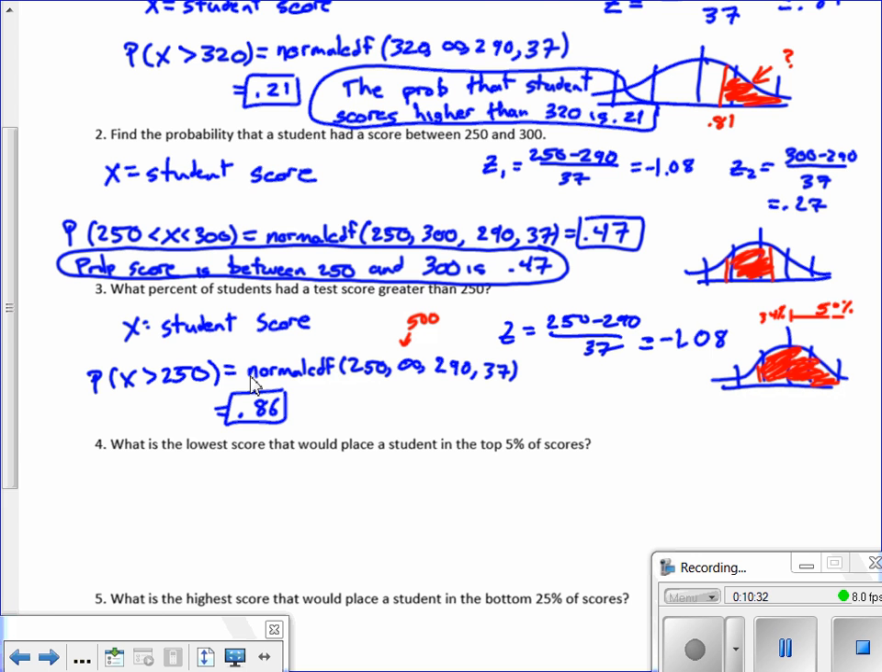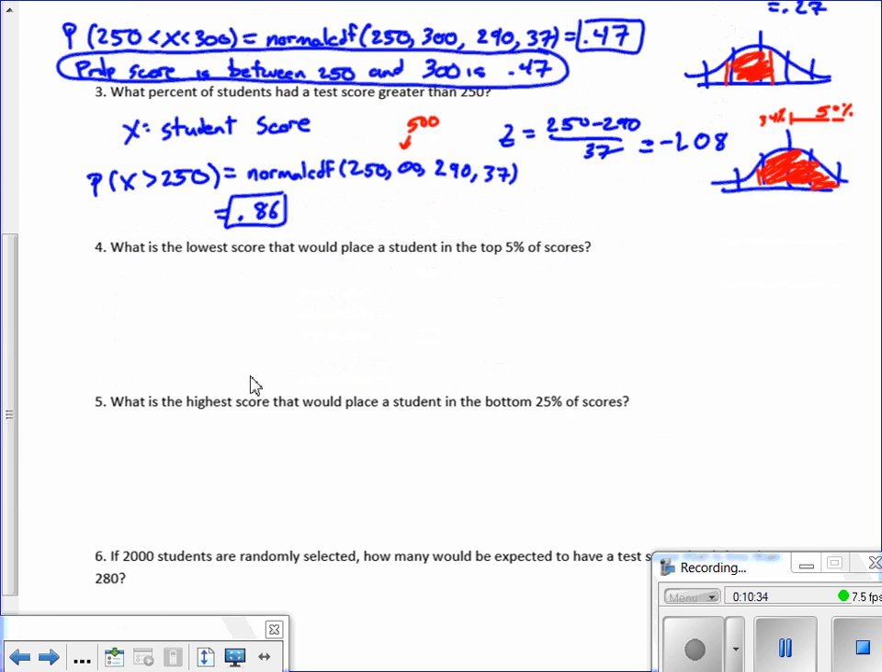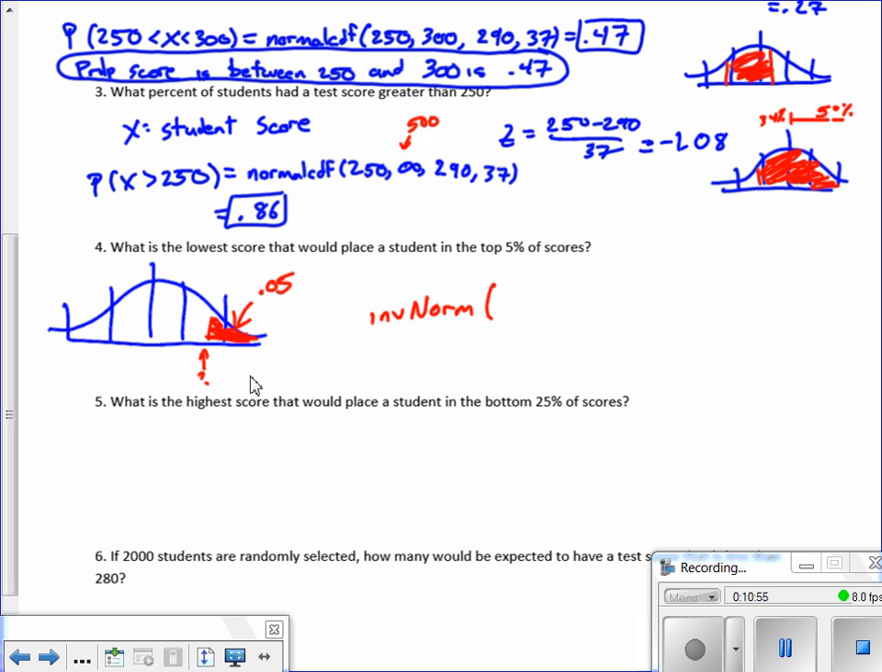So here's where we're going to use that inverse norm now with number 4. What is the lowest score that would place you in the top 5%? This is going to be one that you probably want to go ahead and draw that curve, because again, the top 5% shades to the right. Now we know this is 0.05, and we're looking for the cutoff. So the trick, though, is that inverse norm always shades down. So if we want to get that, we need to go 0.95.